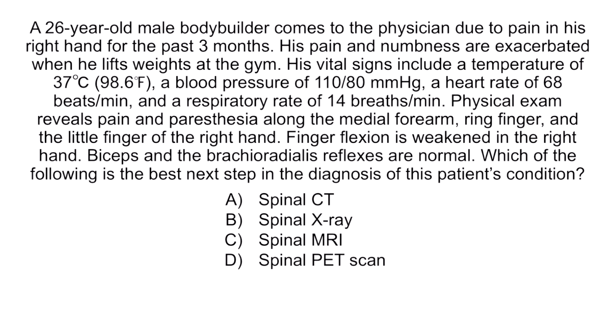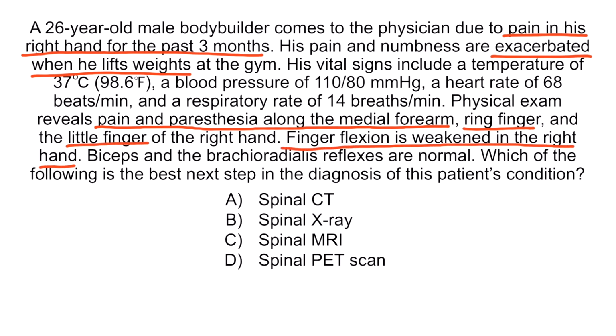This patient presents with pain in his right hand for 3 months. His pain and numbness exacerbate when he lifts weights at the gym. The physical exam reveals pain and paresthesia along the medial forearm, ring finger, and little finger. Finger flexion is weakened in the right hand. However, the biceps and brachioradialis reflexes are normal. All these findings are consistent with the diagnosis of C8 cervical radiculopathy, that is, C8 spinal nerve compression. The best next step in the diagnosis of radiculopathy is the spinal MRI. Therefore, the correct answer is option C.